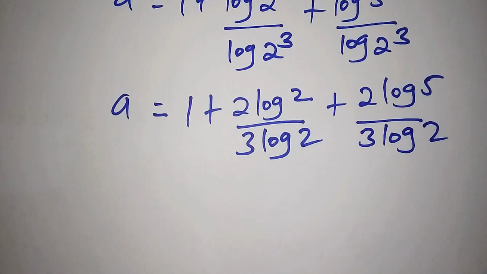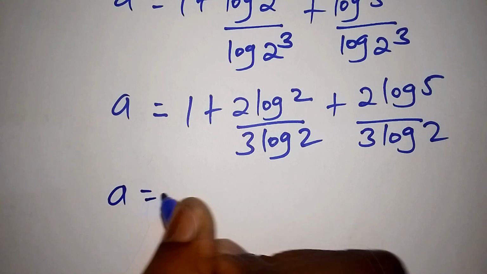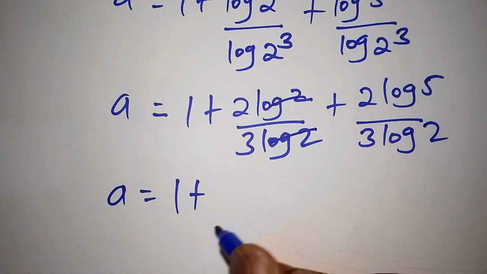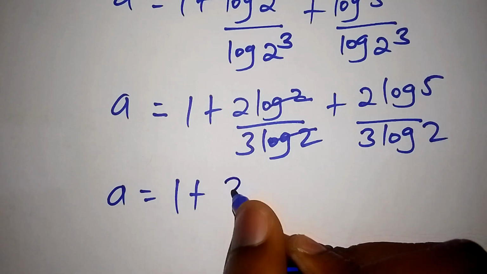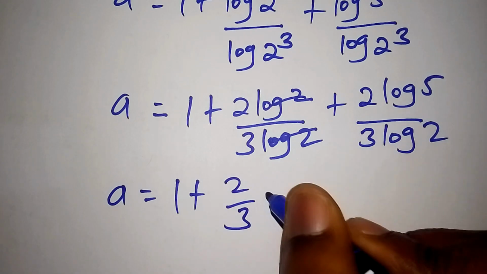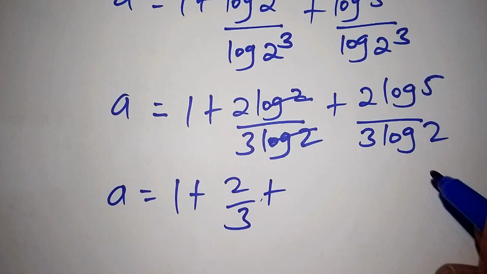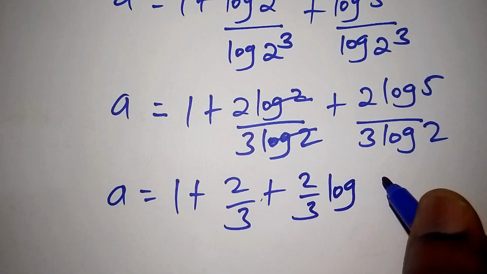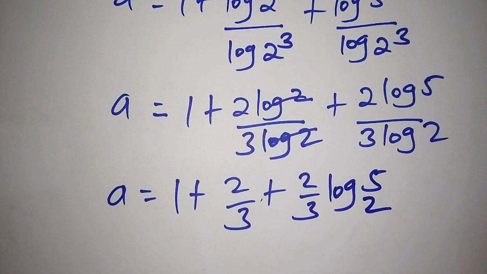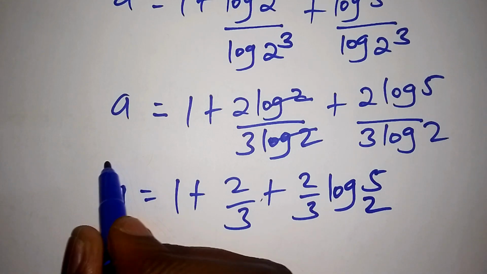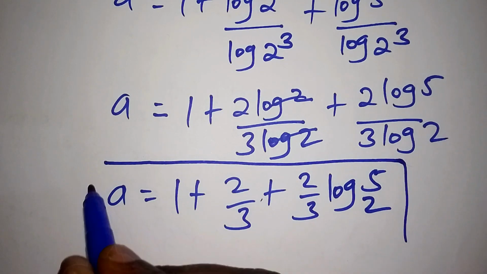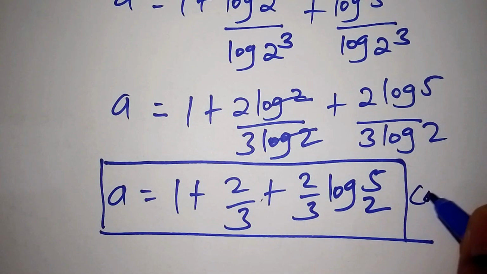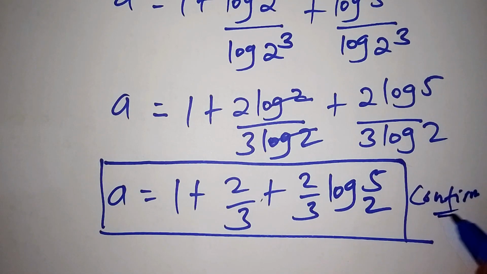So here we have a equals 1 plus, log 2 and log 2 cancel, so we have 1 plus 2 over 3, plus 2 over 3 times the log of 5 to the base of 2. Now this qualifies to be our correct and final answer to that maths problem. Let's confirm it very fast and check how true it is.